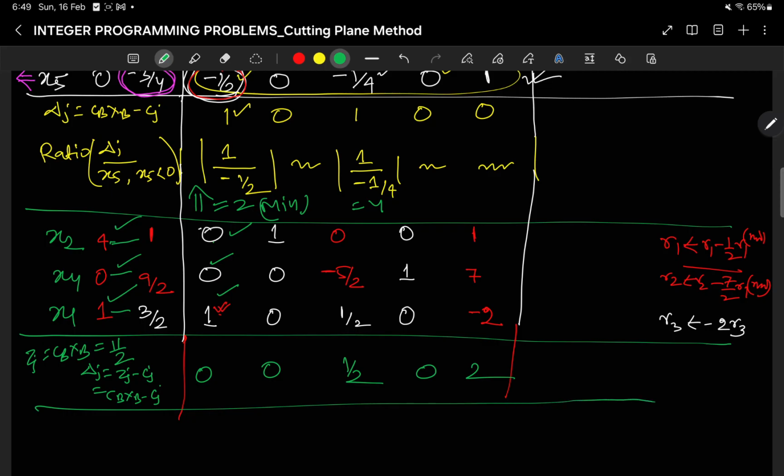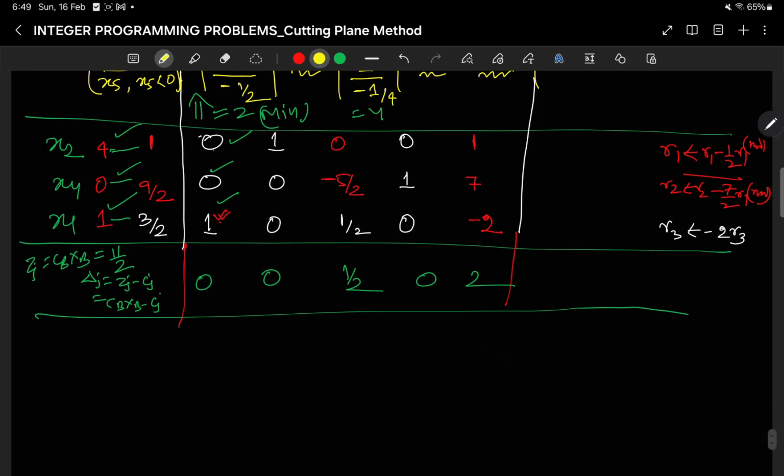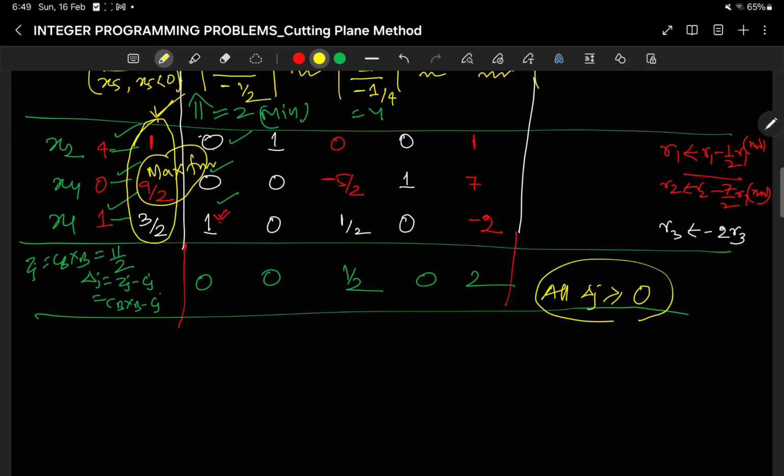You find all del j are positive here. You see all del j are greater than or equal to 0 here, right? At the same time, feasibility is already restored. Now this optimality is restored. So this is my optimal solution here. But however we have to cut again, this is a max fraction here. This fraction is a max fraction. So this row will be selected to develop another cut.